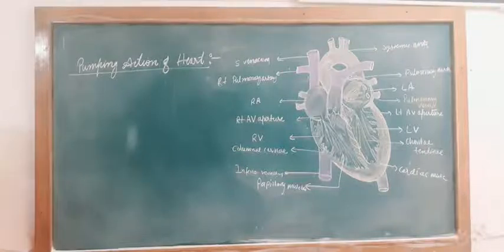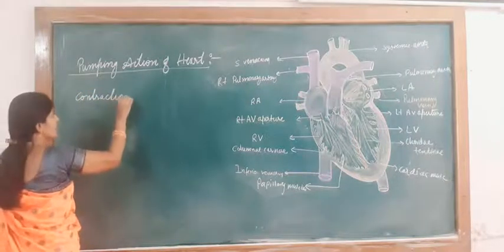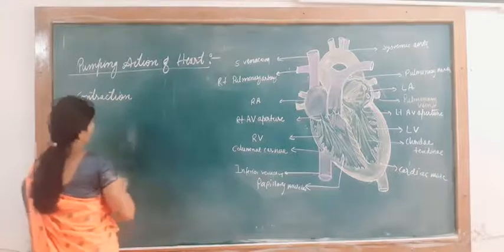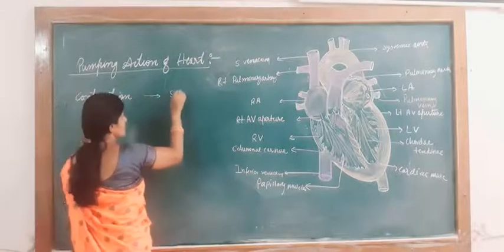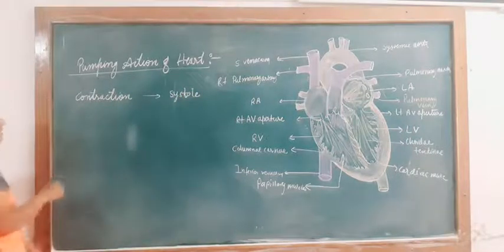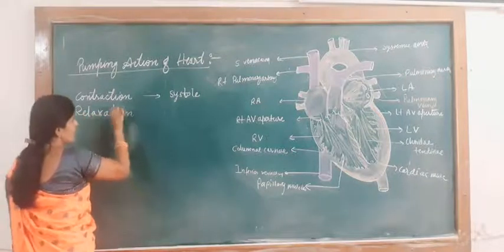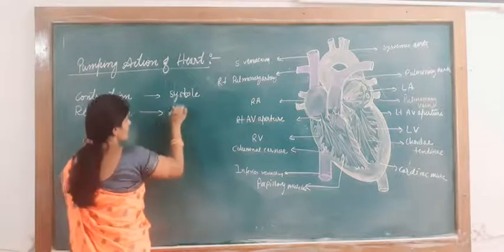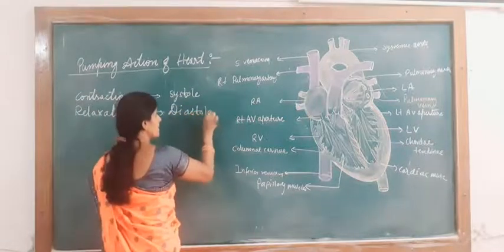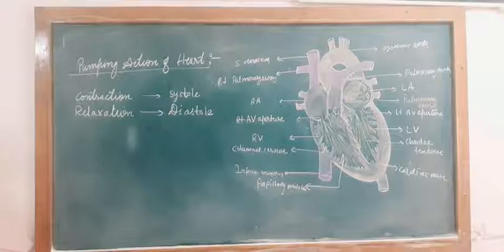Contraction of heart muscle is called systole. Relaxation of heart muscle is called diastole. Systole and diastole: contraction and relaxation of the heart muscle. A single systole followed by the diastole makes one heartbeat.